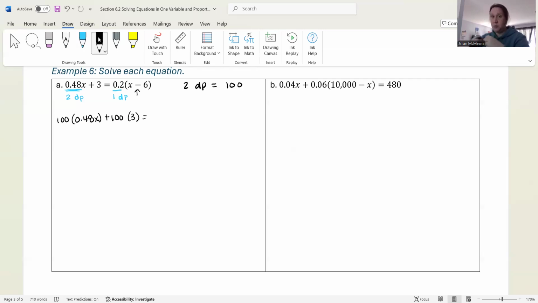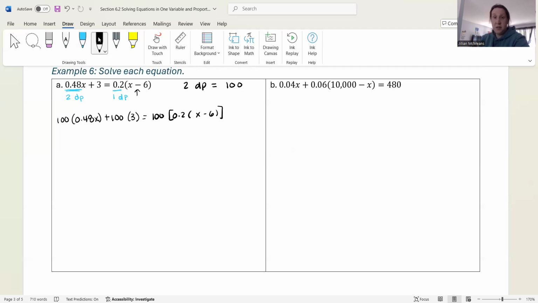Terms are created with multiplication. They are separated by addition and subtraction. So until you distribute, this is one single term. So I'm going to get 100 times 0.2 times x minus 6. Okay, and that can be a little tricky for some students.